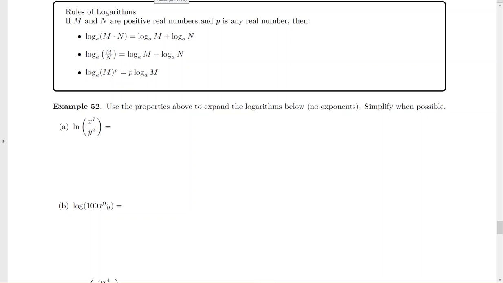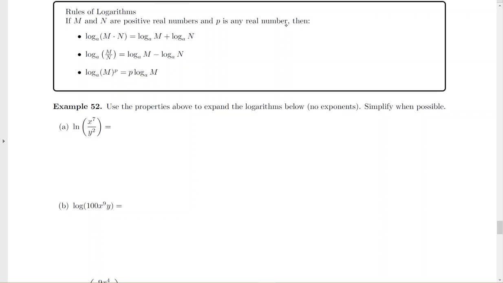Just like we have the laws of exponents, we also have laws governing the rules of logarithms, and these are the three that we're going to be focusing on in this section. M and N have to be positive real numbers. In other words, you cannot have a negative argument. We've already seen that that doesn't work.